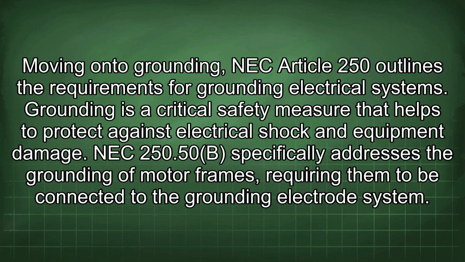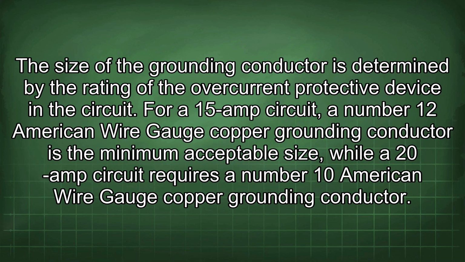Moving on to grounding, NEC Article 250 outlines the requirements for grounding electrical systems. Grounding is a critical safety measure that helps to protect against electrical shock and equipment damage. NEC 250.50(b) specifically addresses the grounding of motor frames, requiring them to be connected to the grounding electrode system. The size of the grounding conductor is determined by the rating of the overcurrent protective device in the circuit.